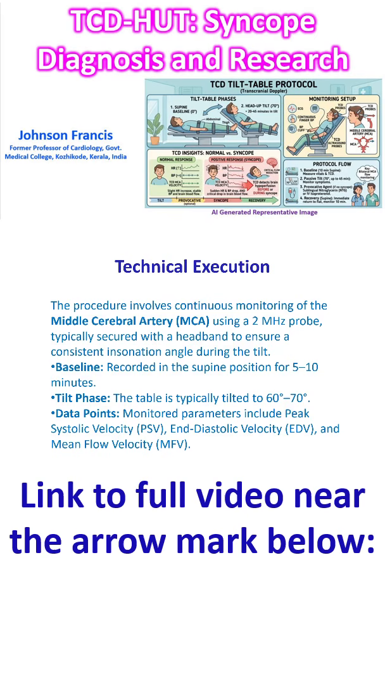The procedure involves continuous monitoring of the middle cerebral artery using a 2 MHz probe, typically secured with a headband, to ensure a consistent insonation angle during the tilt. Baseline recorded in the supine position for 5 to 10 minutes. Tilt phase. The table is typically tilted to 60 to 70 degrees. Data points. Monitored parameters include peak systolic velocity, end diastolic velocity, and mean flow velocity.